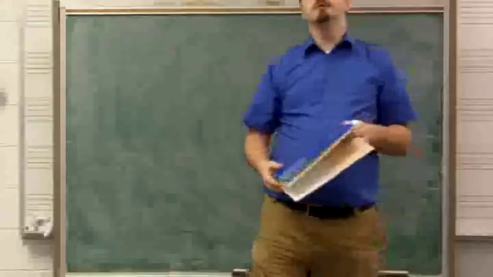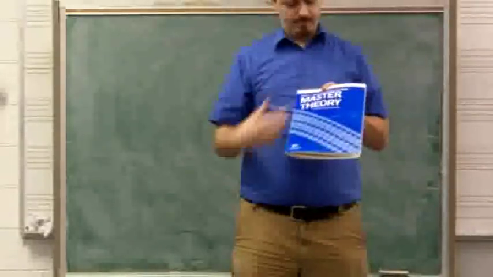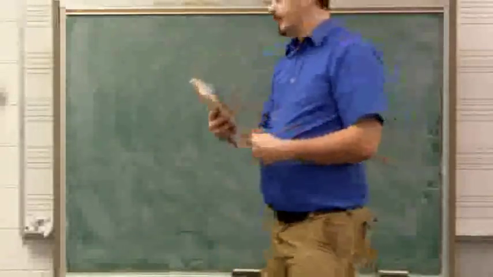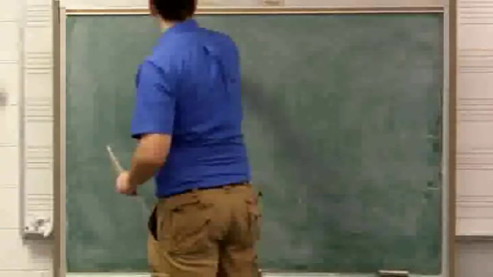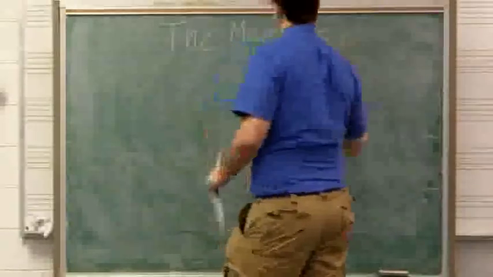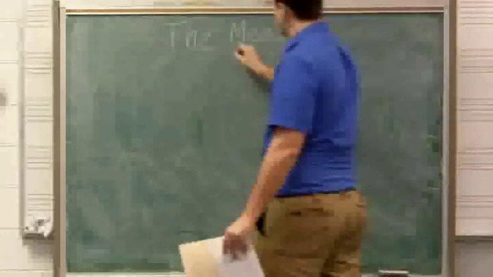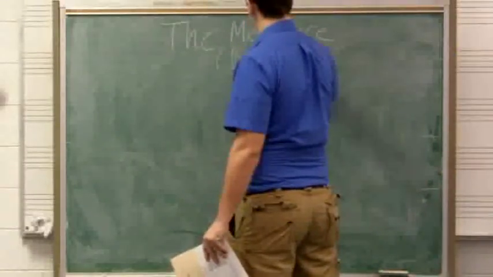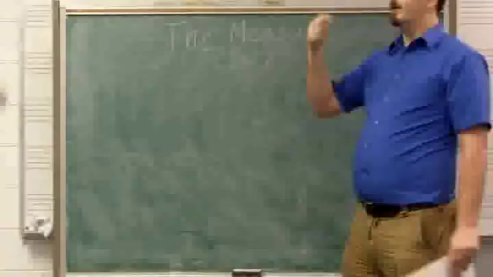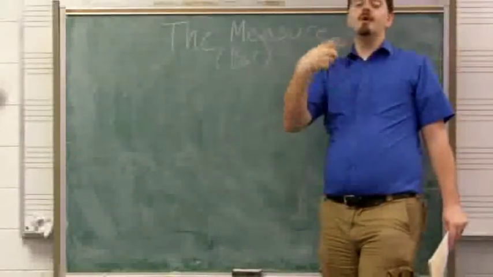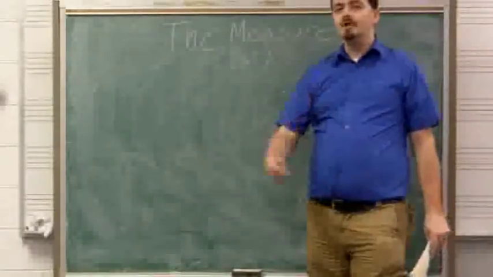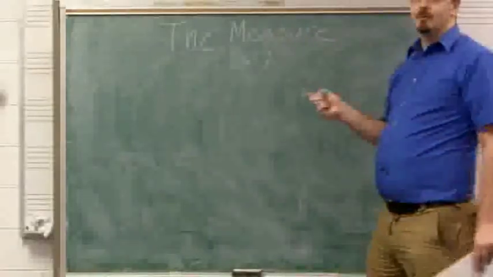Today we are doing lesson 7 in this book right here, Master Theory by Charles S. Peters and Paul Yoder. Lesson 7 is dealing with the measure. We also call this the bar. So a measure is also known as a bar. A director will tell a musician to count 4 bars and then come in, or say 4 measures and then come in. So it's interchangeable, one and the same.